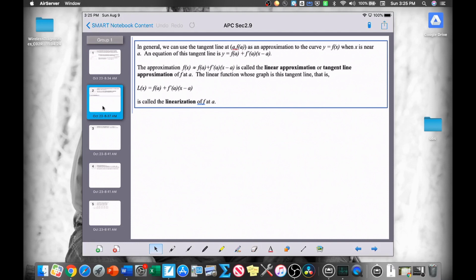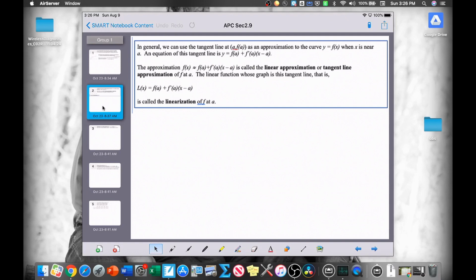In general, we can use the tangent line at a, f of a as an approximation to the curve y equals f of x whenever x is near the value a. And our equation for this tangent line is y equals f of a plus f prime of a, which is our slope, times x minus a. This approximation is called the linear approximation or the tangent line approximation of f at a. The linear function whose graph is this tangent line is called the linearization of f at a.